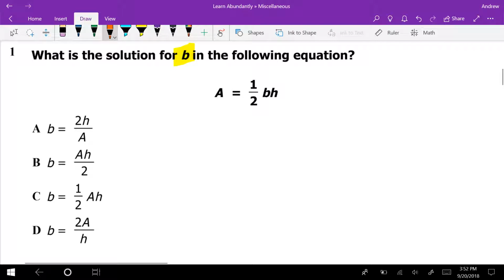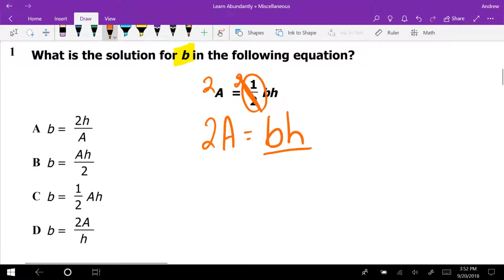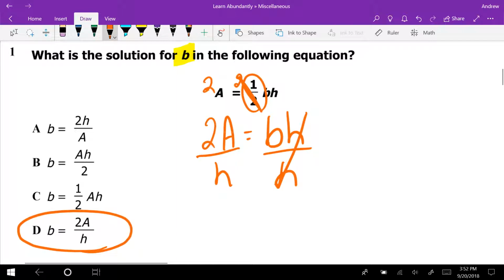The thing we need to get used to is when we have a fraction, how do we get rid of that? We multiply by the denominator or by the reciprocal. That's when we flip a fraction upside down, by the inverse, okay? So I'm going to multiply by 2 on both sides, and that cancels that out. So on the left-hand side now I have 2a, and on the right-hand side I have bh. Now our goal is to get b by itself, so we're going to divide by h on both sides. When I do that, the h's are gone, and I'm left with 2a over h.